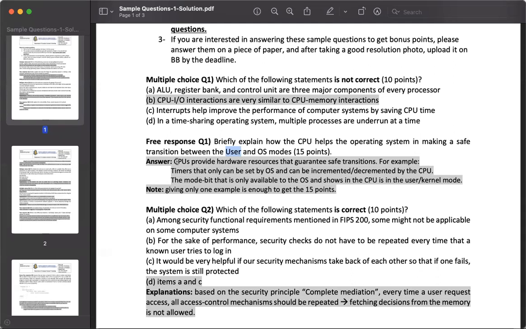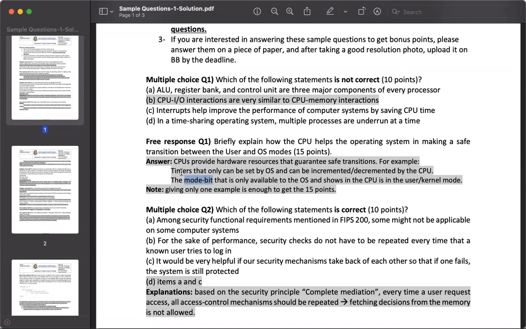So the answer is here. We can point to timers and counters that we have in the CPU. That timer can be used by the CPU in order to take the CPU back from a user program or user application. We also can think of the mode bit that I've talked about. I said there might be a single bit in the CPU that shows in which mode the CPU and the whole system is currently working. That mode bit is again something that helps the operating system make safer transitions between OS and user modes.